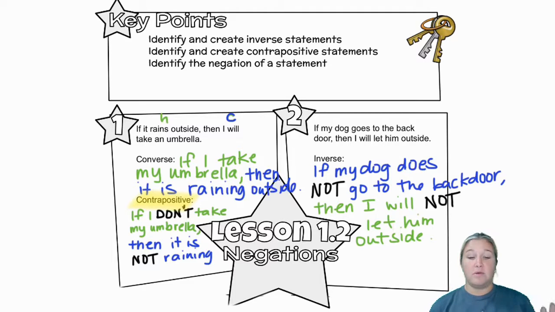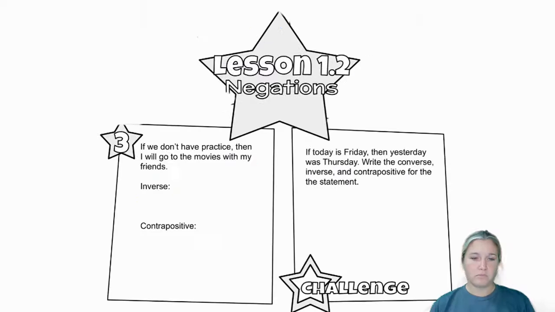Just wrapping this all together, I have a not in the conclusion and a not in the hypothesis. If my dog does not go to the back door, then I will not let him outside. I'm writing those in capital letters. You might want to do that so you can see it: not and not. Anytime you see that.